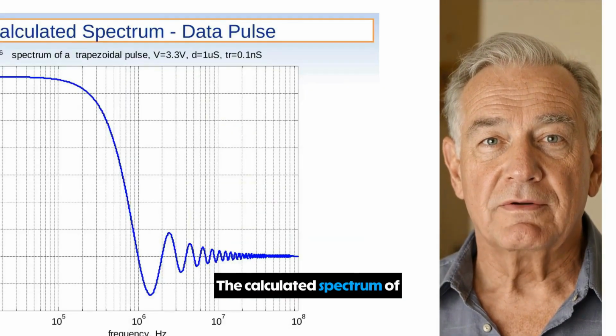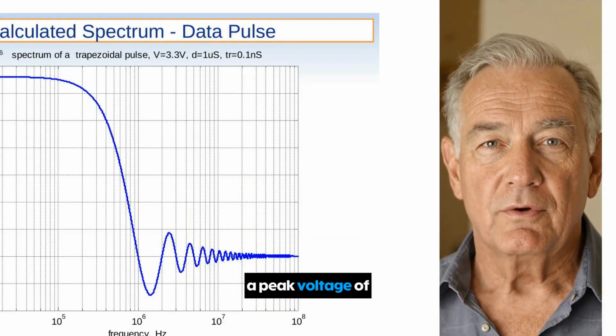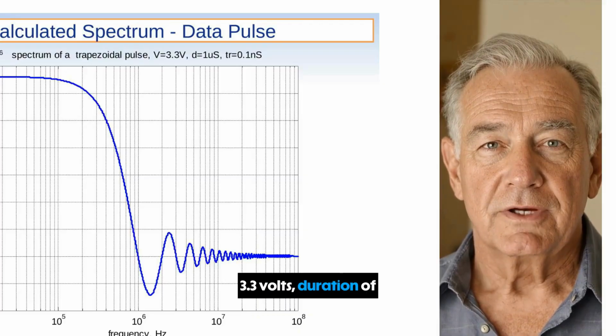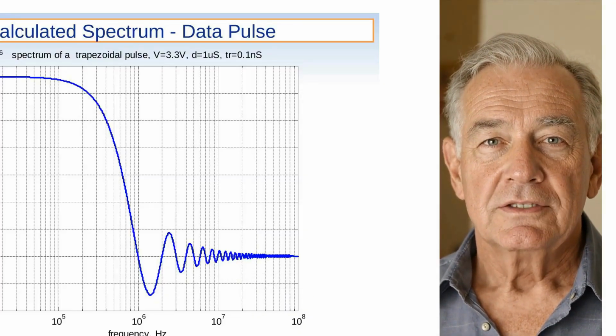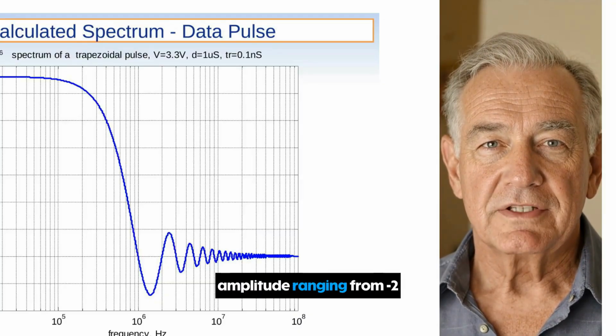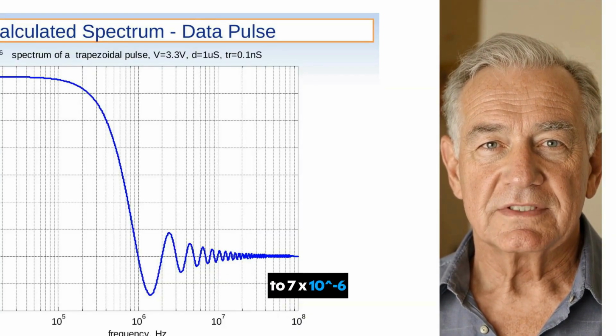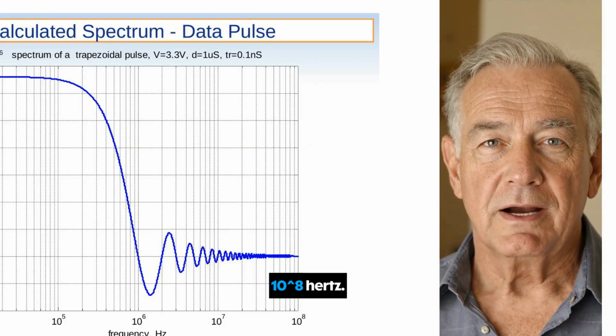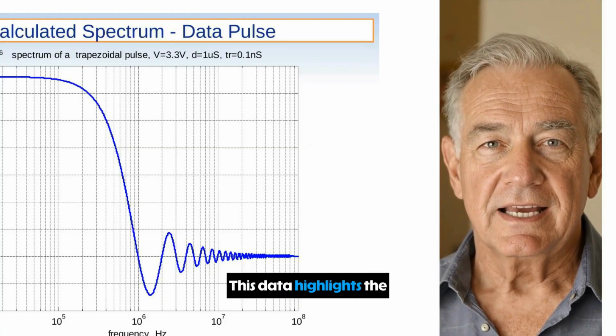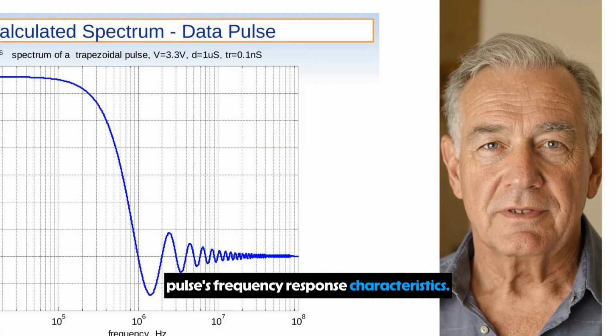The calculated spectrum of a trapezoidal pulse with a peak voltage of 3.3 volts, duration of 1 microsecond, and rise time of 0.1 nanoseconds shows a spectrum density amplitude ranging from 2 to 7 x 10^-6 volts per hertz across frequencies from 10^4 to 10^8 hertz. This data highlights the pulse's frequency response characteristics.